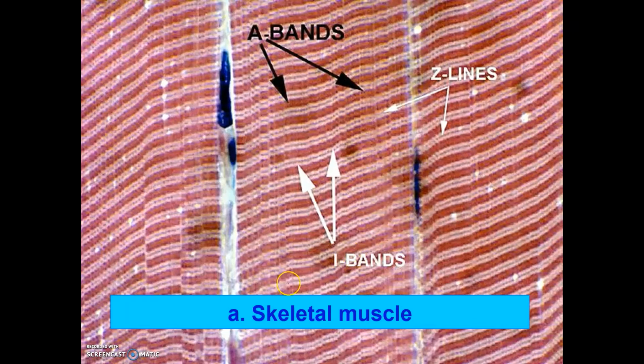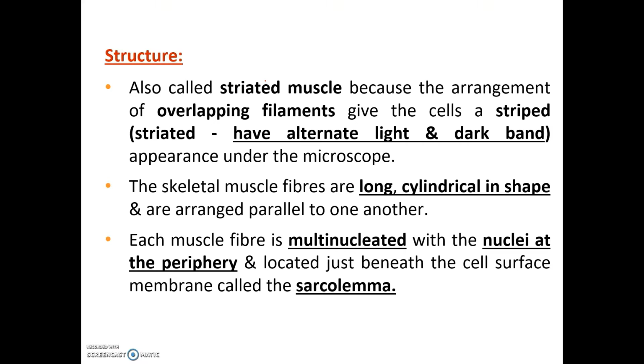Okay, so this is the cross-section of skeletal muscle under the microscope. Skeletal muscle, also known as striated muscle, has striation. Striation means they have alternate light and dark bands in the muscle fiber, which appear under the microscope.